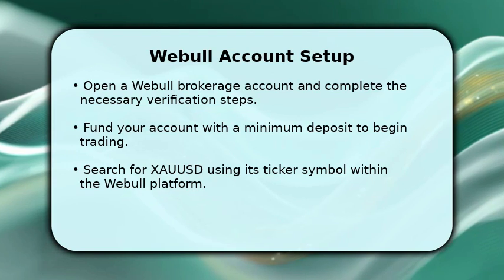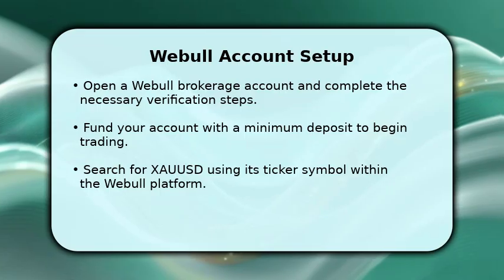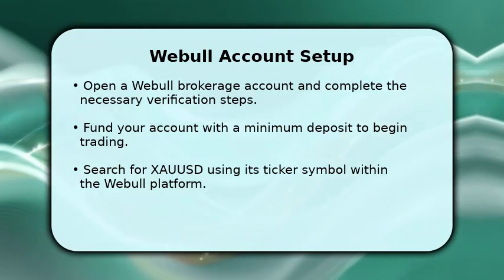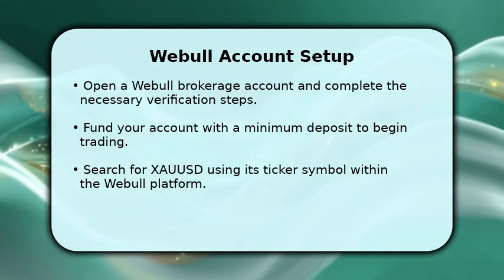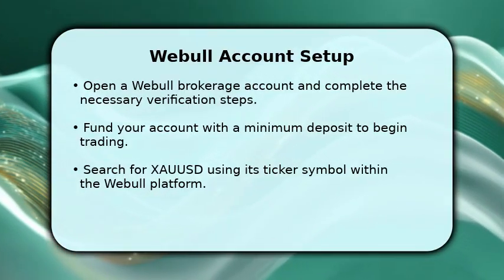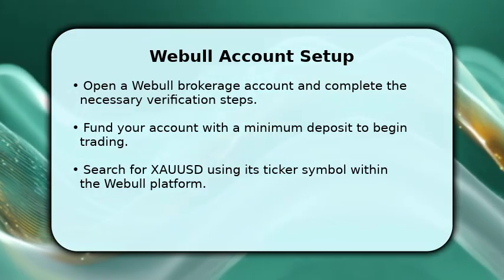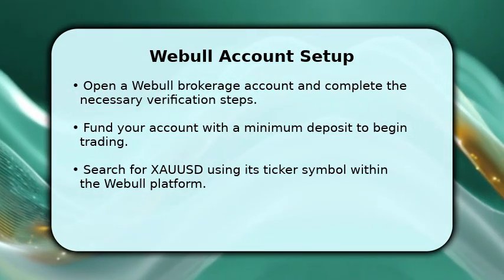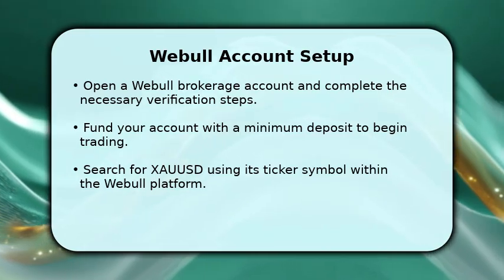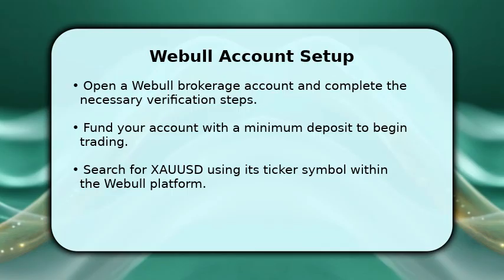First, you'll need to open a Webull brokerage account. This involves a few simple verification steps to ensure everything is secure. Once your account is approved, you can easily fund it with a minimum deposit, perhaps $50, to get started. Then, navigate to the search bar within the Webull app or desktop platform. Simply type in XAUUSD to find the gold versus US dollar trading pair and prepare for your trade.